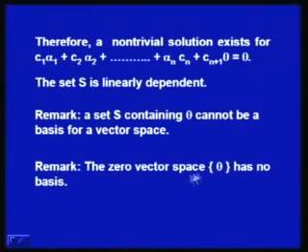Then the zero vector space theta has no basis. If we consider this set, it is always linearly dependent, so it cannot form a basis, and it has only one element. We also know that the set consisting of only theta forms a vector space. So this vector space has no basis.